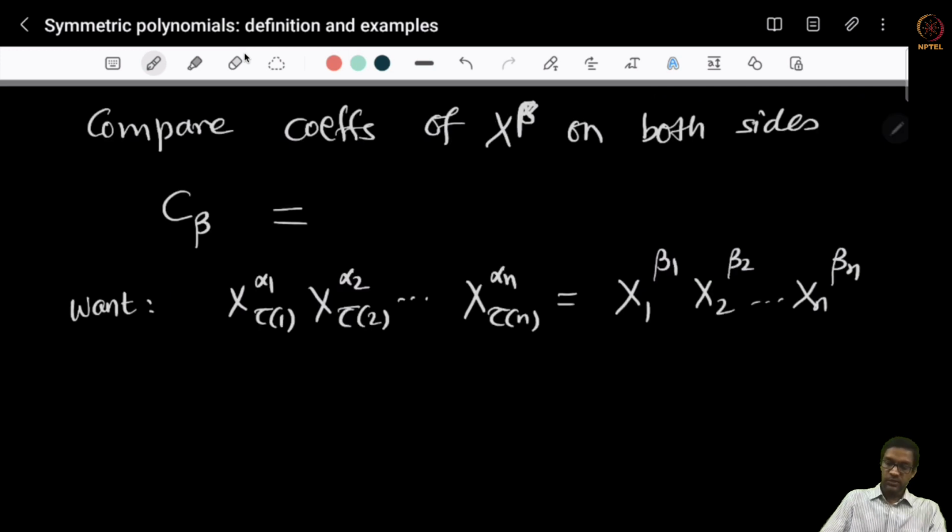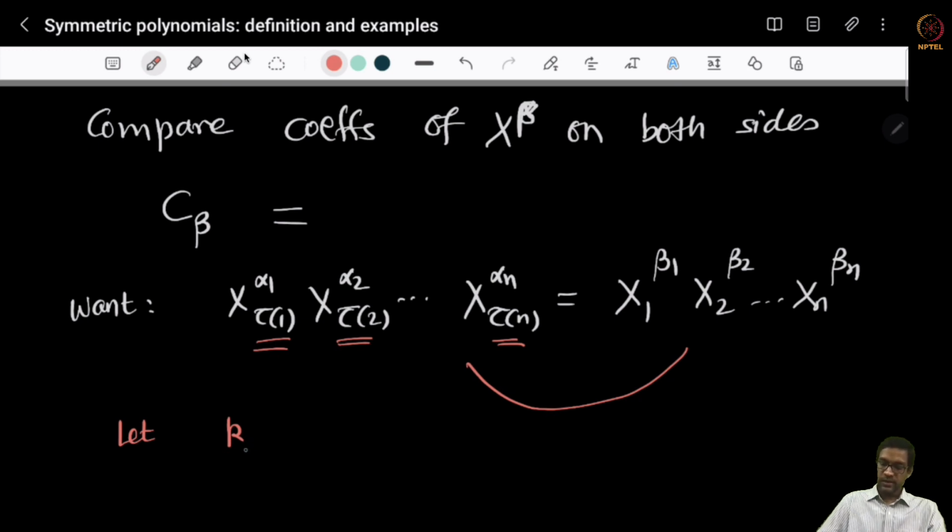So let's compare both these sides. Now I want to compare these two. I know that they are the same. So what does it mean? Among these subscripts, 1 will occur somewhere, right? So there will be some term for which this tau of that is 1. Let's call it k. Let k be such that tau k is 1.